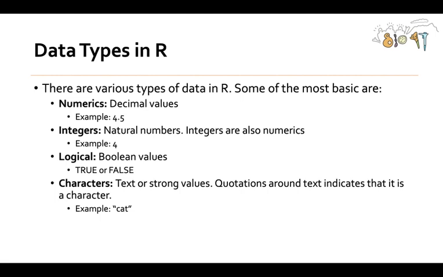So just starting out in R, there's a bunch of different types of data in R. You might think numbers are different from words, and that's also true in R. Some of the most basic data types include numerics, which are numbers with decimals, and integers, so natural numbers. Integers are also numerics. An example of that would be 4 as opposed to 4.5. Logicals, so that's Boolean values like true or false, and then characters. These are text or written out words. Quotations around text indicate that it's a character. For example, "cat" with some quotations.